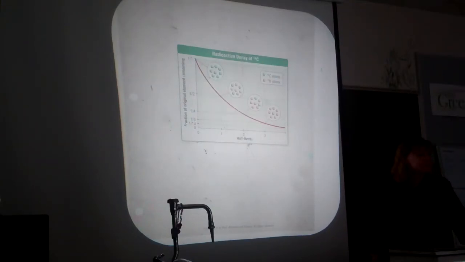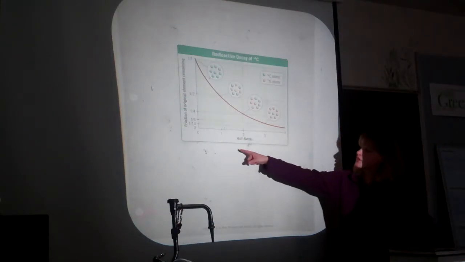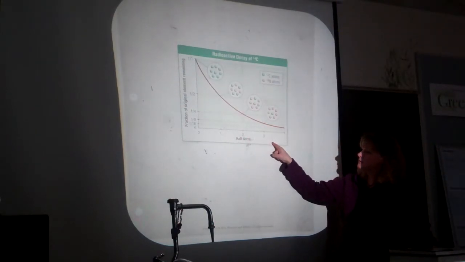Somebody say something. What do you think? The line's decreasing. Yes. What does that mean? It's decreasing by half every time. Go ahead, Kirsten. As the fraction of original element remaining decreases, so does the half-life. The half-lives aren't decreasing. The half-lives are going up.